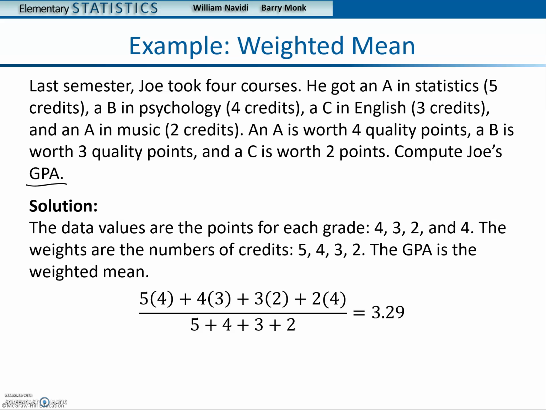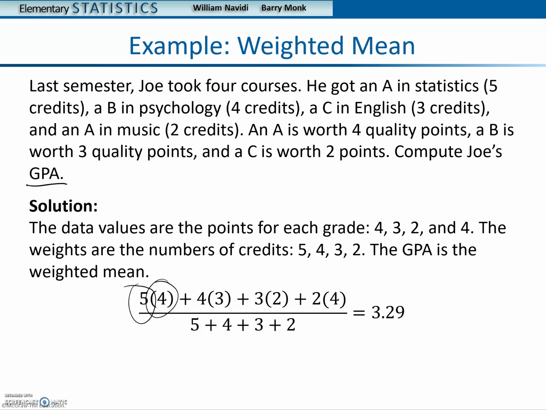So the data values are the points for each. Grades are 4, 3, 2, and 4. The weights are the numbers of the credits, 5, 4, 3, 2. The GPA is a weighted mean. So we have statistics, which was a 5-credit class, and he got an A, so that's 4.